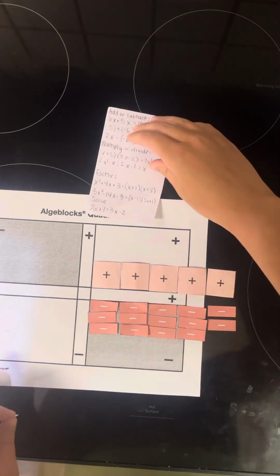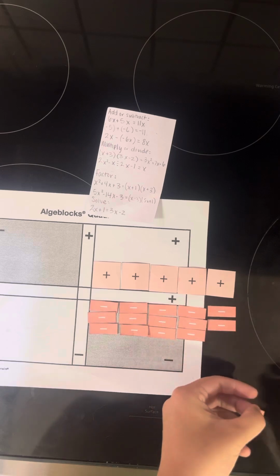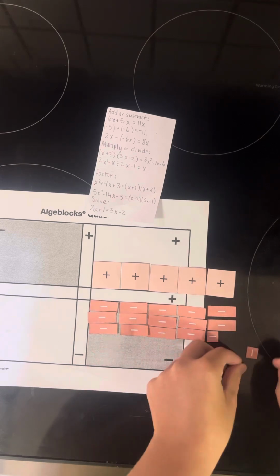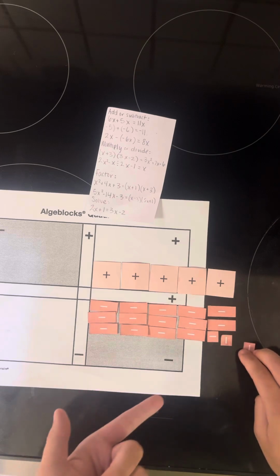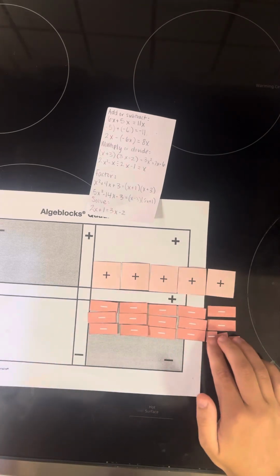So it was 5x squared minus 14x minus 3. So I need 3 units down here. Well, there's no way for me to put these down here. You might think, oh, these 3 units just need to go here. But we don't know that an x block equals 3 units. So the breaking points there don't line up.